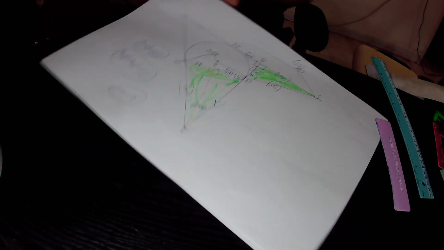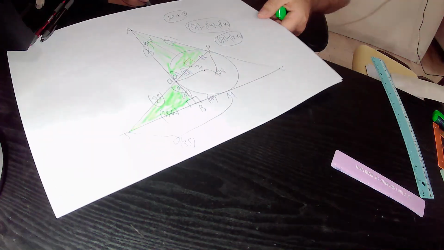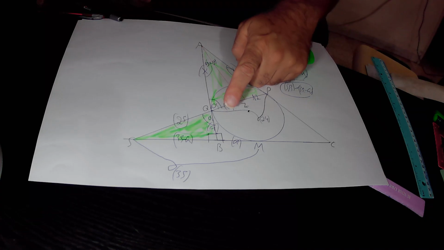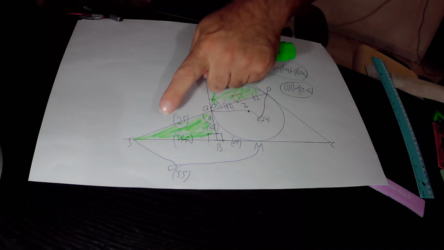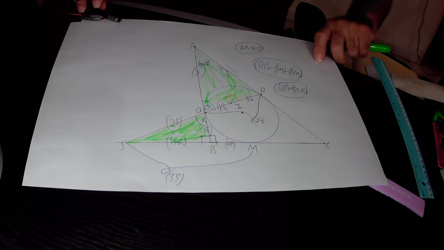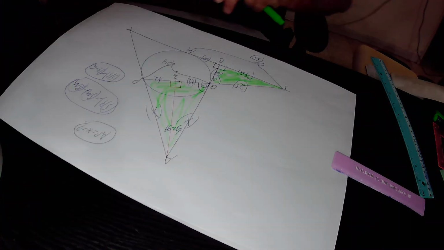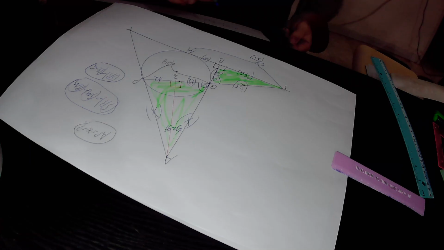Likewise, in this small green triangle QSB, this angle equals alpha, this angle equals 90 degrees, and therefore this first angle must equal 90 degrees minus alpha. According to the rule, the sum of the angles in a triangle is equal to 180 degrees.